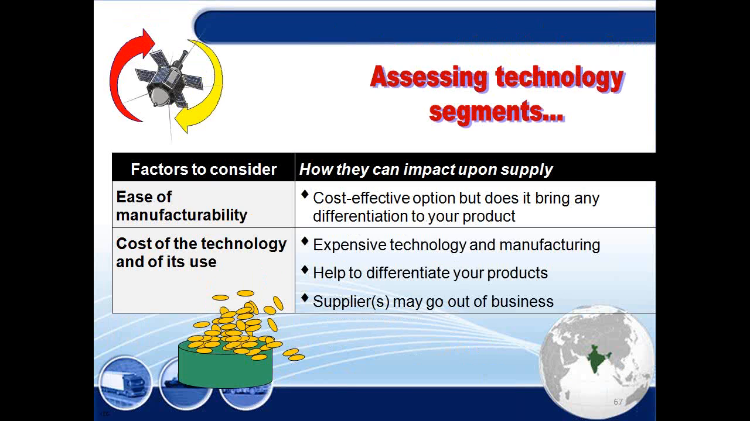So, ease of manufacturing. Whatever technology we are trying to find for my product, is it cost effective? Does it differentiate my products? And the cost of technology and its use. How much more expensive is it, and does it help to differentiate? Suppliers may go for business.